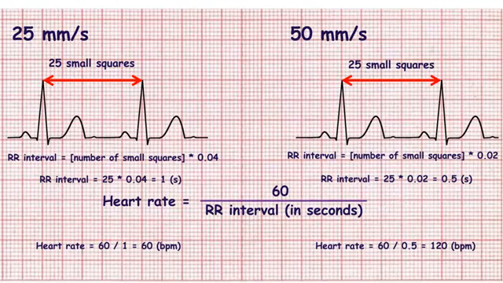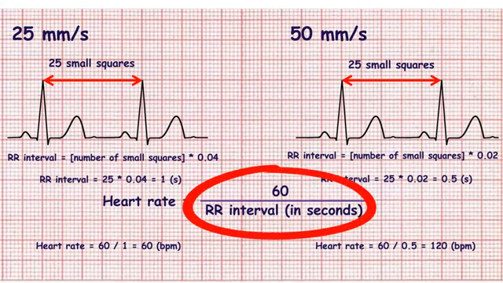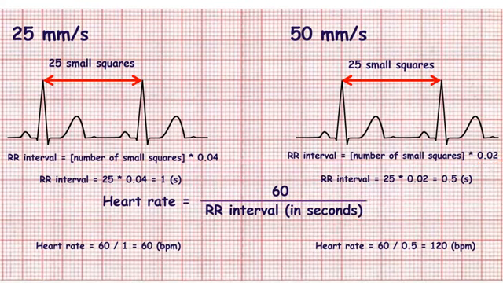Another method of determination of the heart rate is based on the calculation of the RR intervals. At first, you should calculate the RR intervals. Count the number of small squares and multiply it by 0.04 if ECG speed is 25 mm per second, or multiply it by 0.02 if ECG speed is 50 mm per second. Then, divide 60 by RR interval measured in seconds.